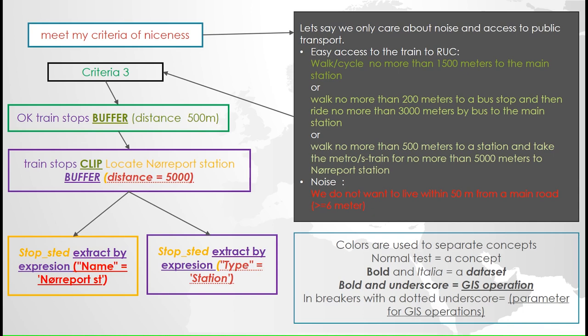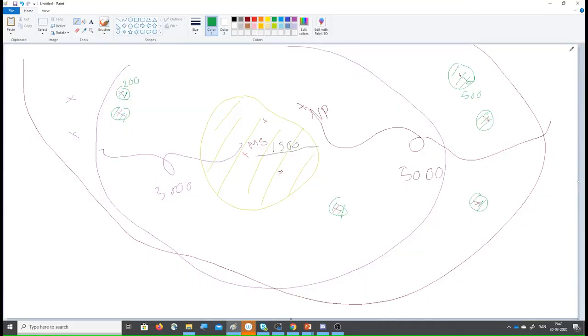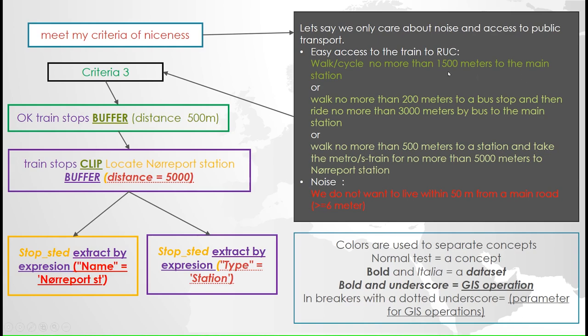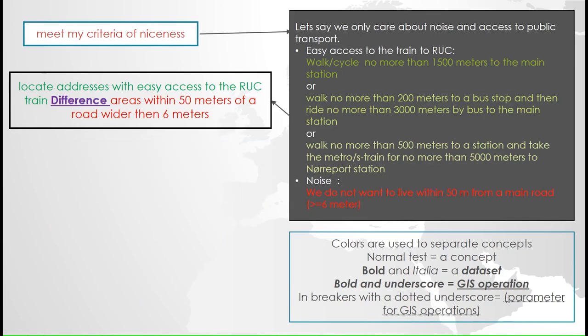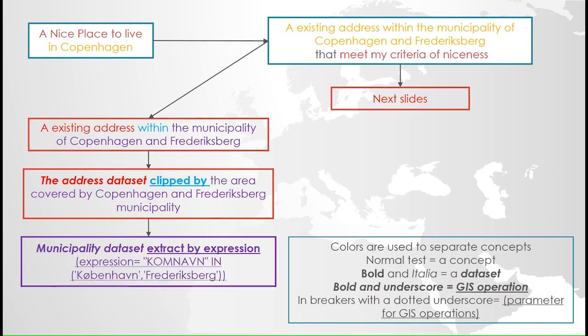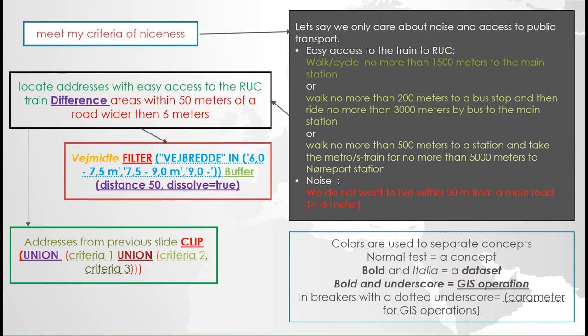So basically, I have now deconstructed my problem. If we just look at our drawing here, we had all the good places and we had some roads around that we didn't want to live within 50 meters of. So basically what we want to do is what we said on our first slide. We go all the way back to the first slide.